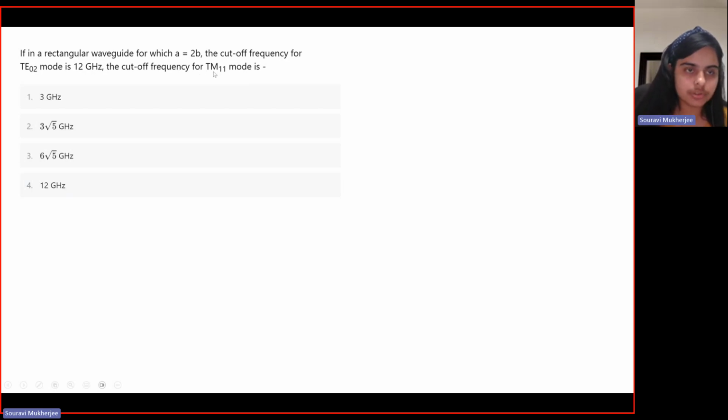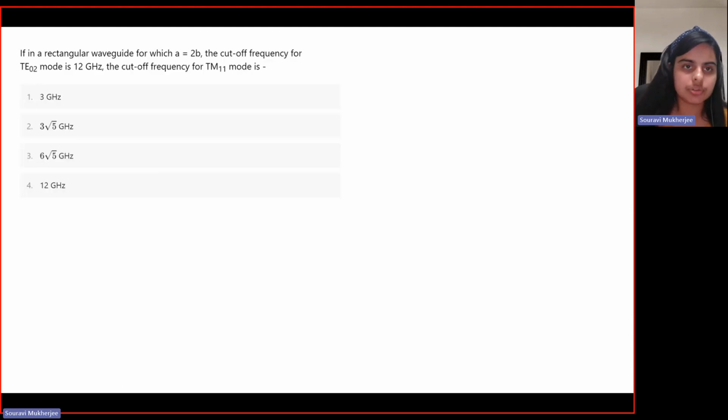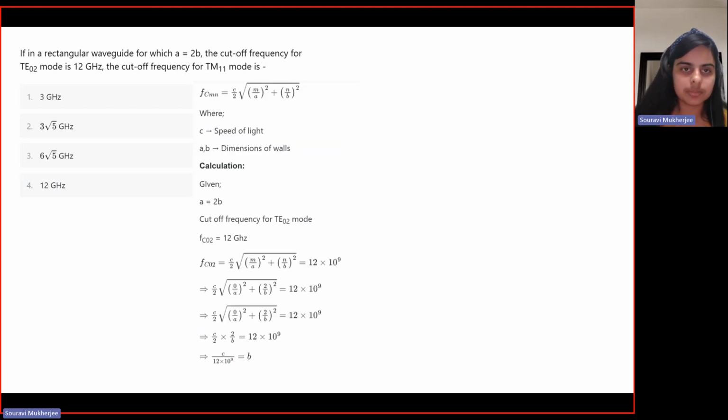So what we can do is we can use this relation. So here for the first case, we know how A and B are related to each other, so we can substitute one for the other. And we know what is M and N, and we know this omega value. So from there, we can try to find the value of B maybe. Once we find B, we can find A from there using that relation, and then try to use that to find the cutoff for the TM11 mode. So this is what I mean.